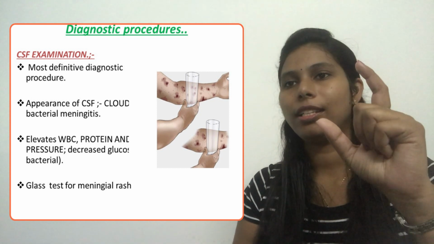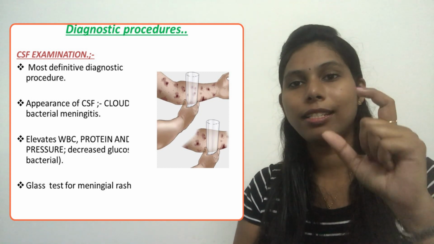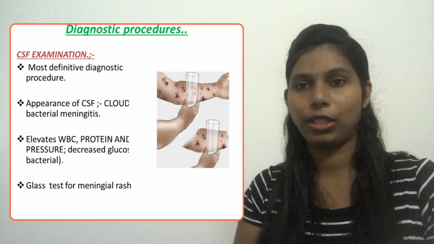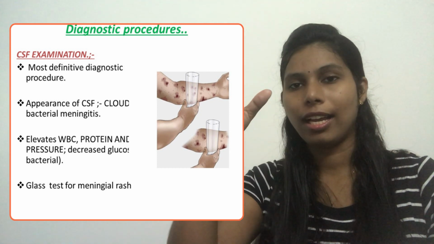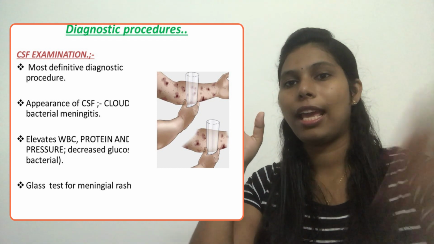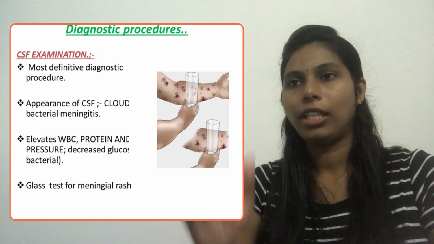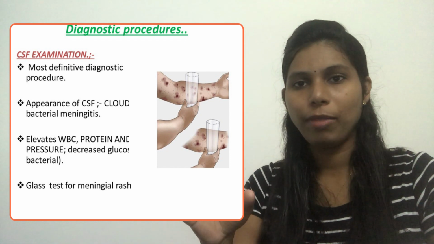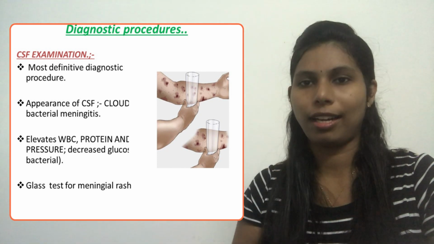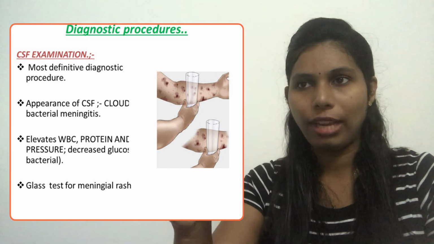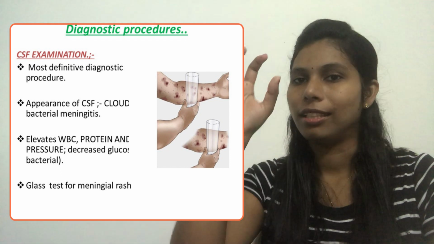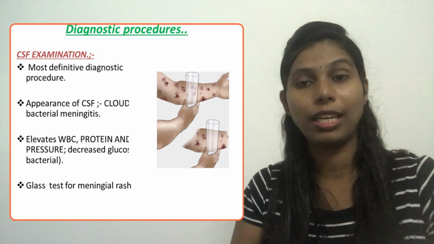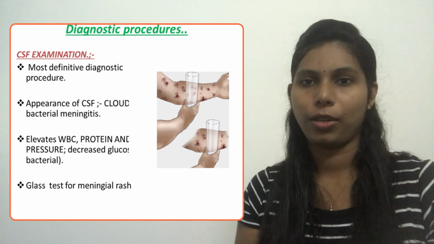Then another test that will be performed is called the glass test for meningeal rash. We know that the client has a rash on the body. So we take a glass and press it against the rash. In the picture you can see, if the rash fades, it is not a meningeal rash. If it does not fade, this is a meningeal rash. So we can differentiate whether it is a meningeal rash or not.